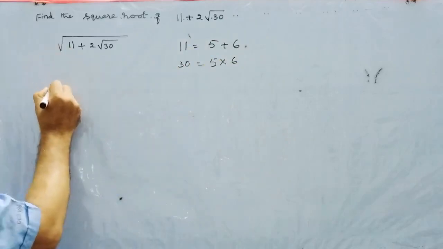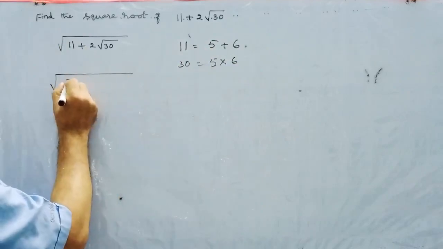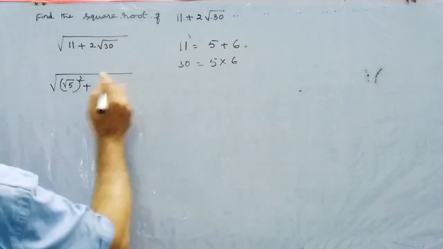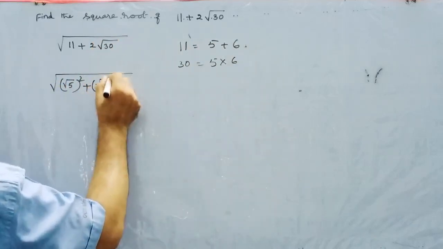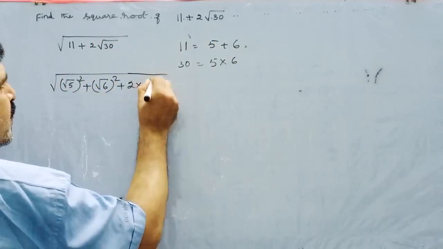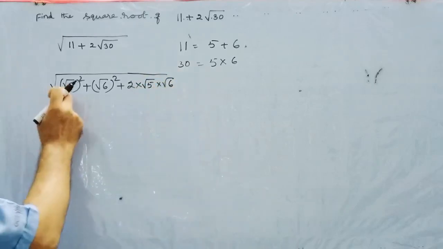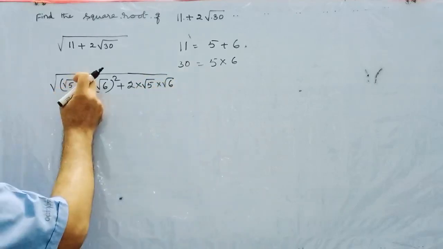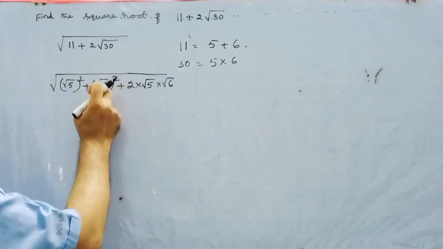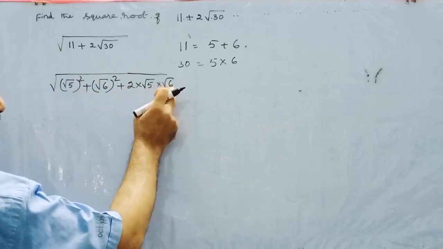Now this can be written as root of (root 5) whole square plus (root 6) whole square plus 2 into root 5 into root 6. Now this is root 5 square, the square and root get cancelled, remainder 5. Root 6 whole square, the square and root get cancelled, remainder 6. 2 into root 5 into root 6. So root 5 into root 6 is root 30.